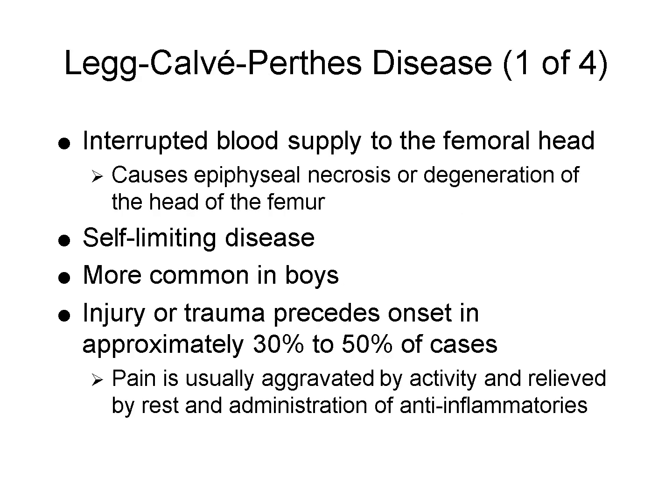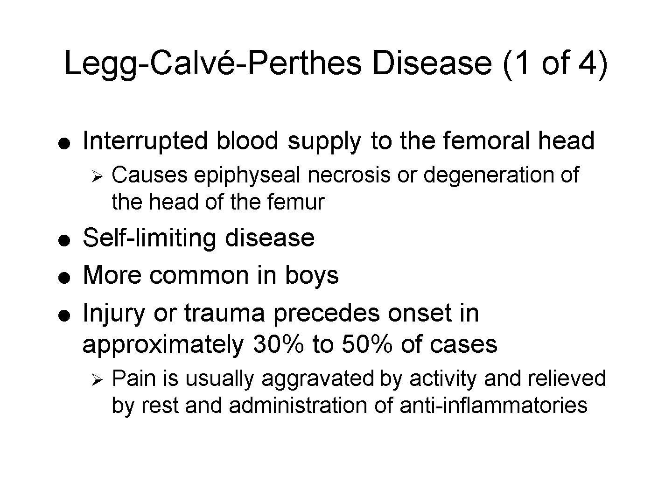Legg-Calvé-Perthes disease involves temporary loss of blood supply to the femoral head, leading to avascular necrosis. It is a self-limiting disease, more common in boys, and typically affects children ages 4 to 8. The cause is often unknown, but trauma precedes onset in nearly half of cases.